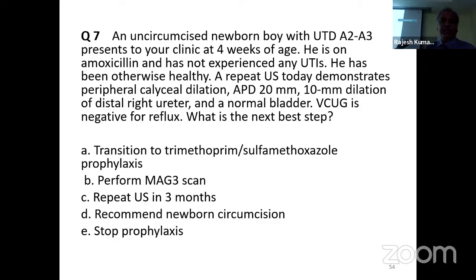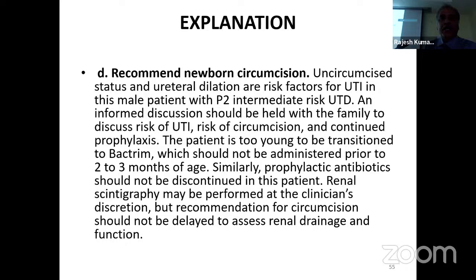It should probably be a newborn circumcision. Circumcision can help in preventing urinary tract infection. So let's see. Recommended: newborn circumcision. Uncircumcised status and ureteral dilatation are risk factors for UTI in this male patient with P2 intermediate risk UTD.